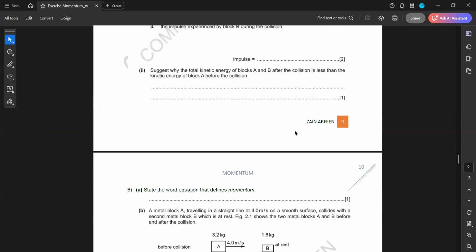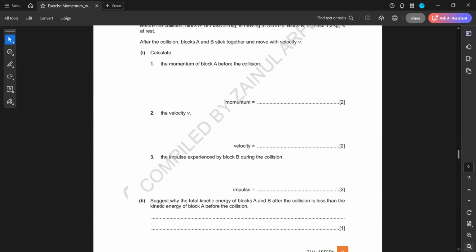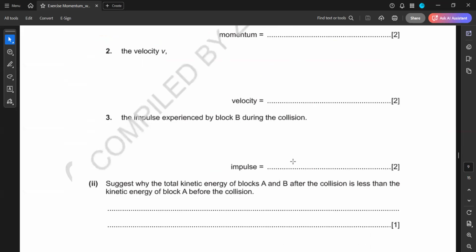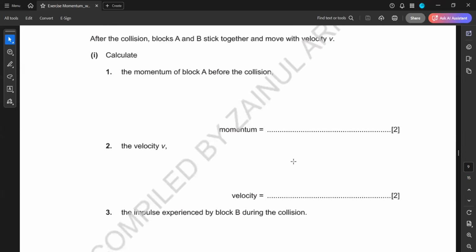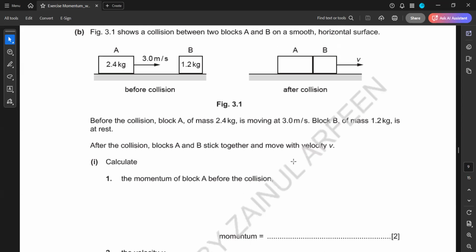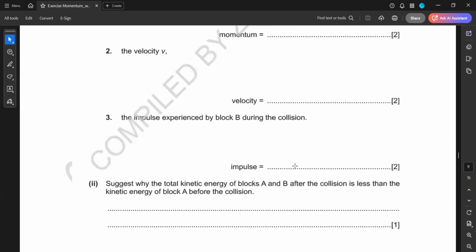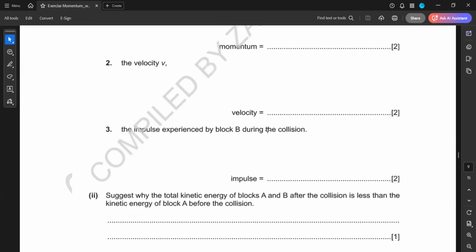Then suggest why the total kinetic energy of block A and block B after the collision is less than before. So look, if the energy before and after is not the same, what does it mean? It means some of the energy might be lost in other forms. So you just have to state that energy might be lost in the form of heat or sound. That's why the total kinetic energy before is not equal to the total kinetic energy after the collision.